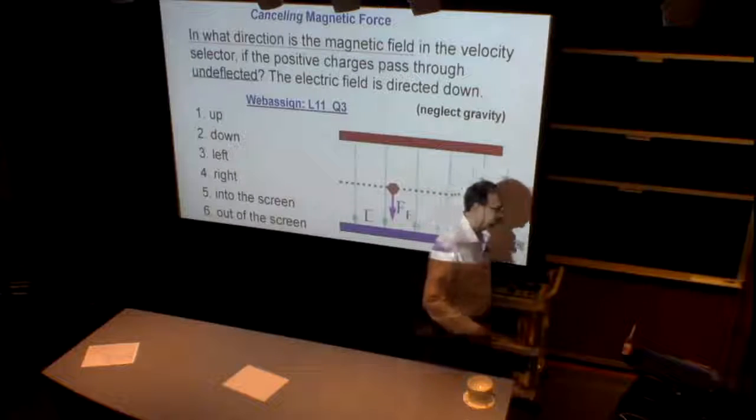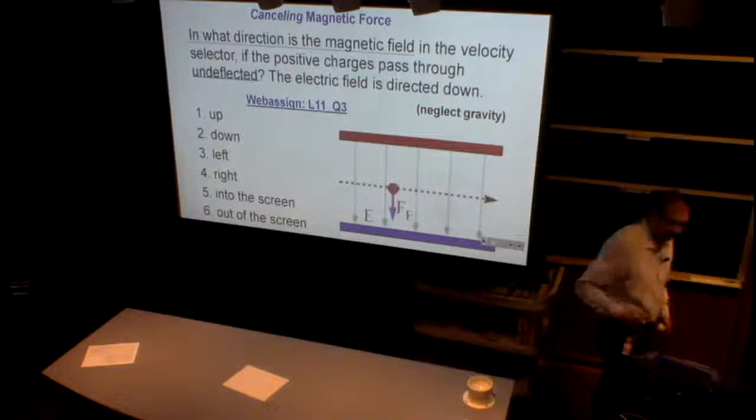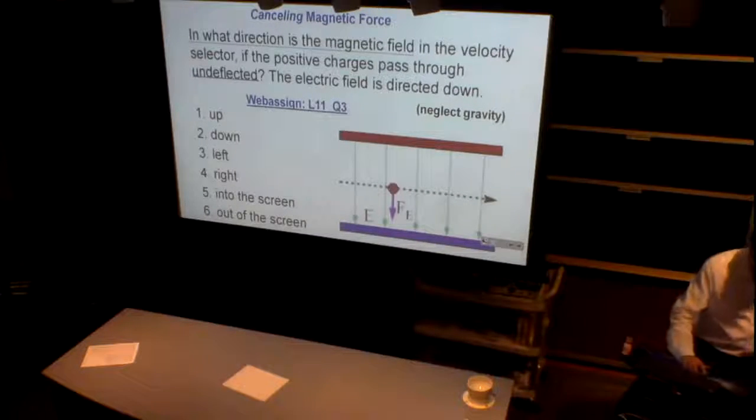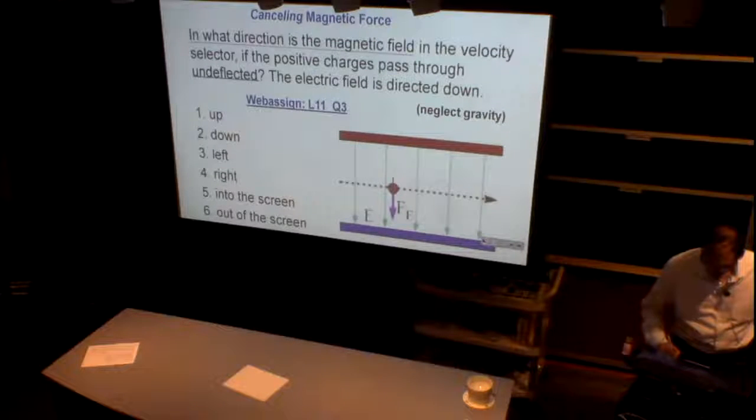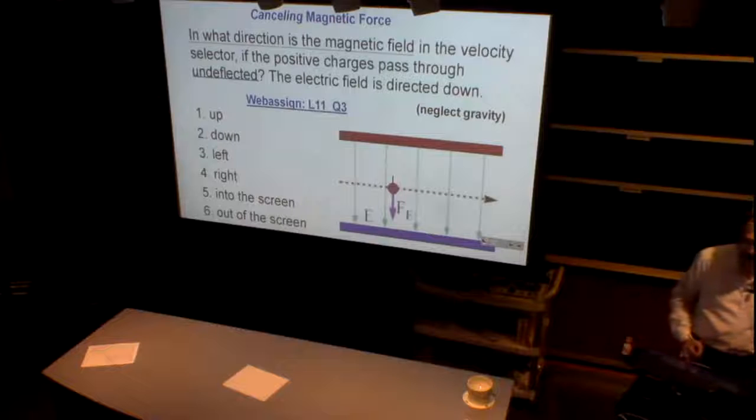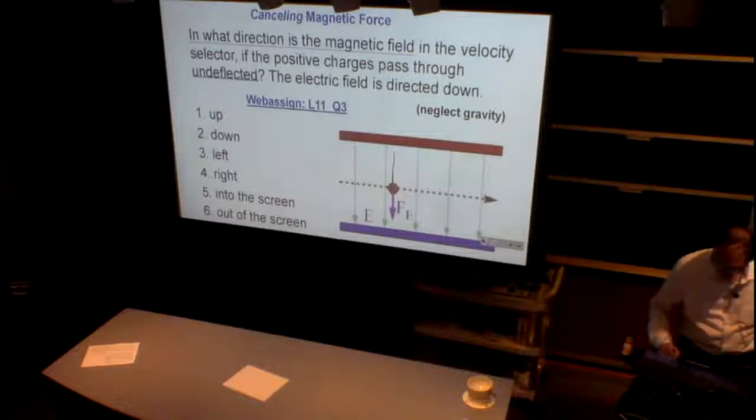So that's the first statement we have to make. Magnetic force, not magnetic field, has to point up. Plus, it cannot be too short and it cannot be too long. Or we should say, it cannot be too weak or too strong. It has to have exactly the same magnitude as electric force.